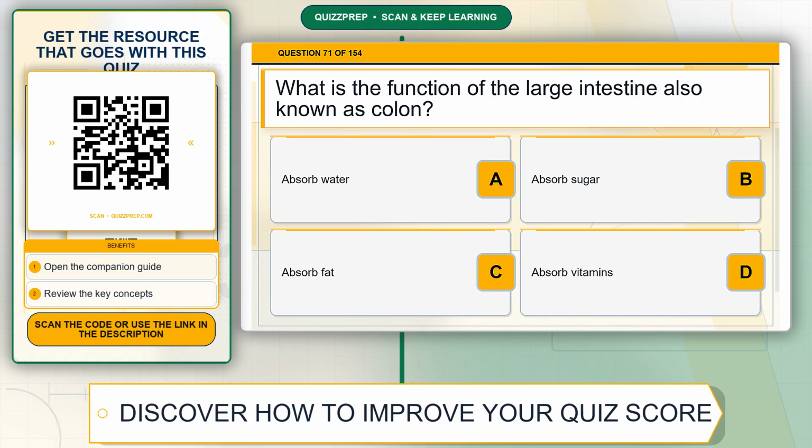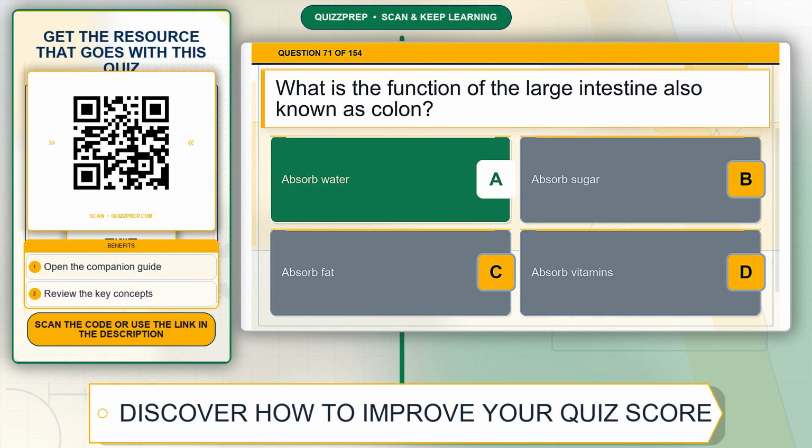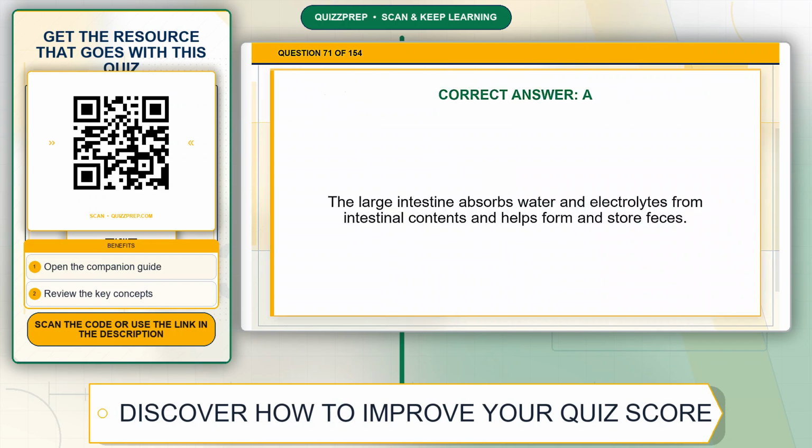Question 71. What is the function of the large intestine, also known as colon? Option A, absorb water. Option B, absorb sugar. Option C, absorb fat. Option D, absorb vitamins. The correct answer is option A, absorb water. Explanation. The large intestine absorbs water and electrolytes from intestinal contents and helps form and store feces.